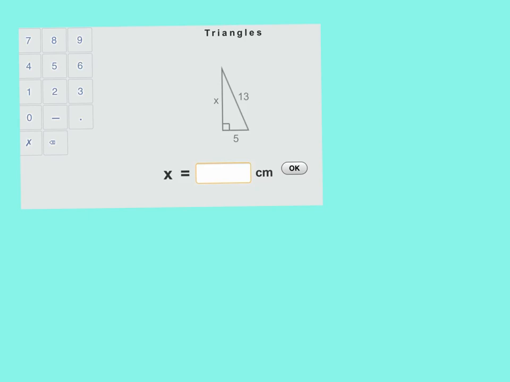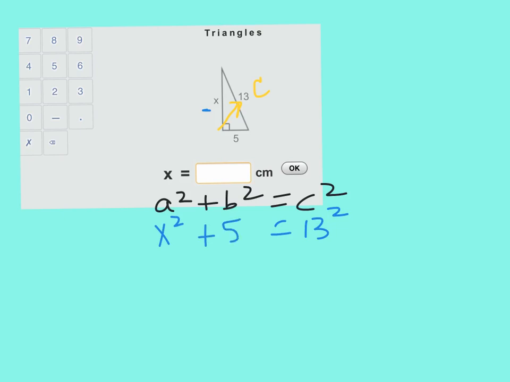Let's do one more together. Same formula, a squared plus b squared equals c squared. And once again, across from the right angle is the letter C. So under the C, I'm going to substitute in 13. So under the A, we go x squared plus 5 squared. Okay, so x squared, 5 times 5 is 25. 13 times 13 is 169.